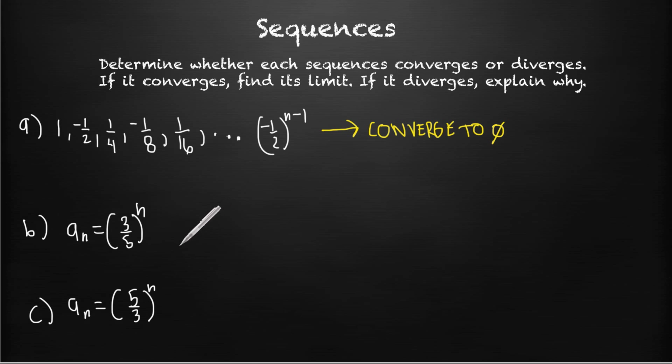All right, letter B, a sub n is equal to 3/5 to the n power. So let's just start writing out some terms here. A sub 1 would be 3/5. And then we're going to multiply, so 3/5 squared is going to be 9/25. And then we're going to multiply by 3/5 again. And let's see, 9 times 3 is 27, and 5 times 25 is going to be 125. So you can see where these numbers are going. Once again, the more terms you write, the more they are going to converge to 0.